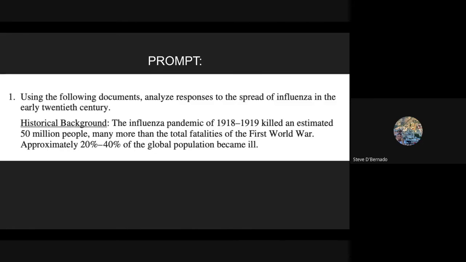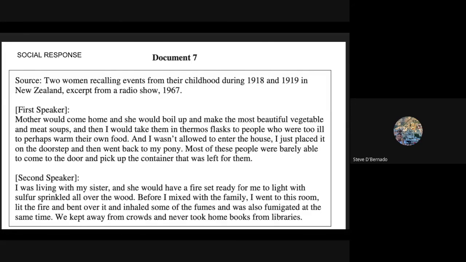So now what type of responses are there going to be? You always go to your SPICE. You always use that. So you have social, political, interaction with the environment, cultural, and economic. Those are the responses. That's what you're looking for, right? So document 7, two women recalling events from their childhood. These are people taking care of people. That is a social response, right? People taking care of people, social response.